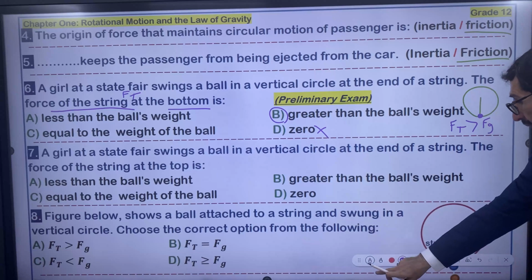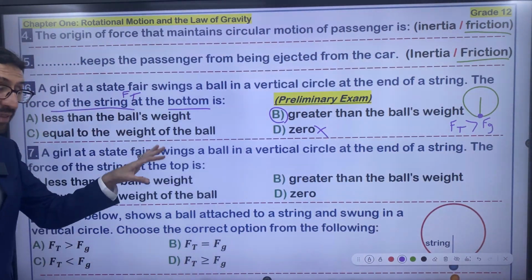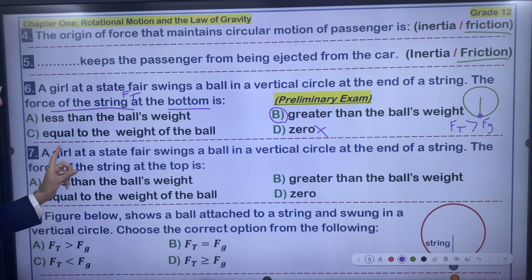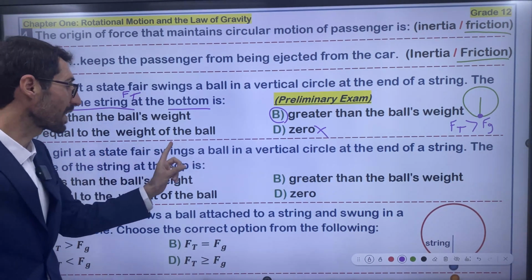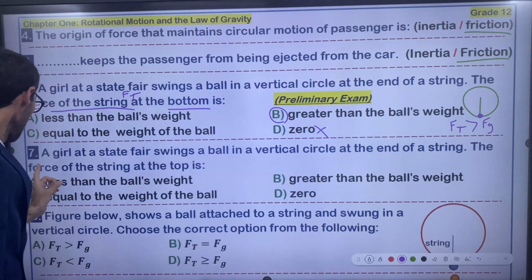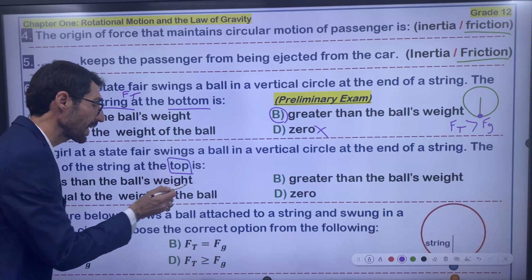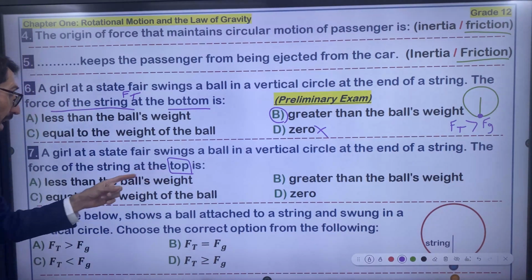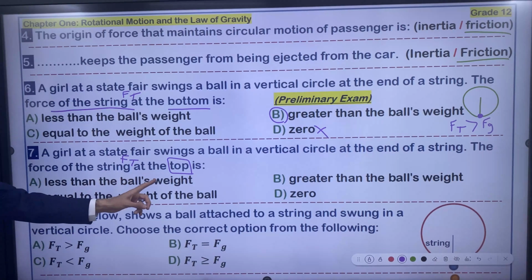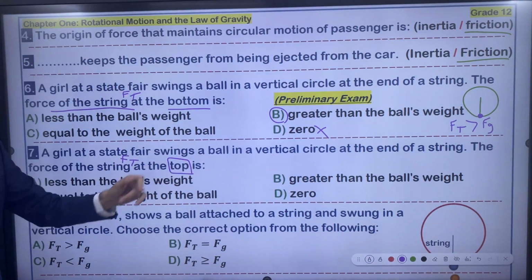Let me answer another question. A girl at a state fair, the same thing, but with a little difference. A girl at a state fair swings a ball in a vertical circle at the end of the string. The force of the string at the top of the path, Ft at the top, is it less than the ball's weight? Is it greater than the ball's weight? Is it equal to the ball's weight, or equal to 0?